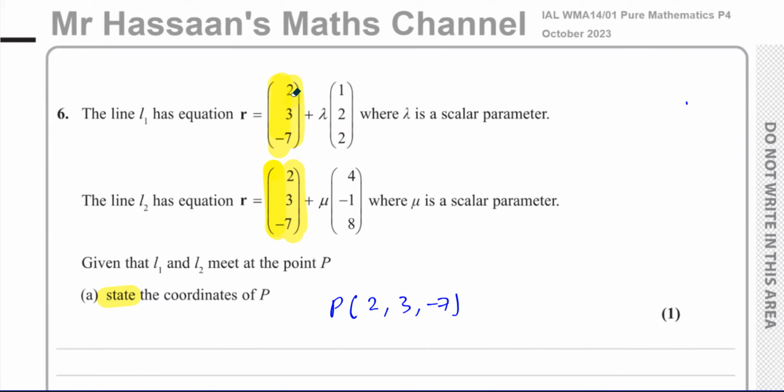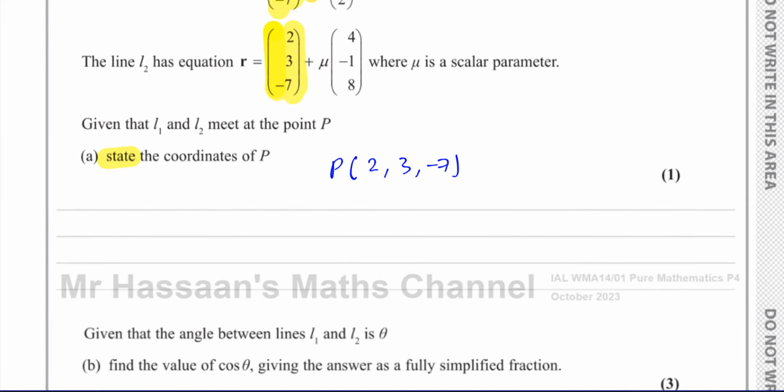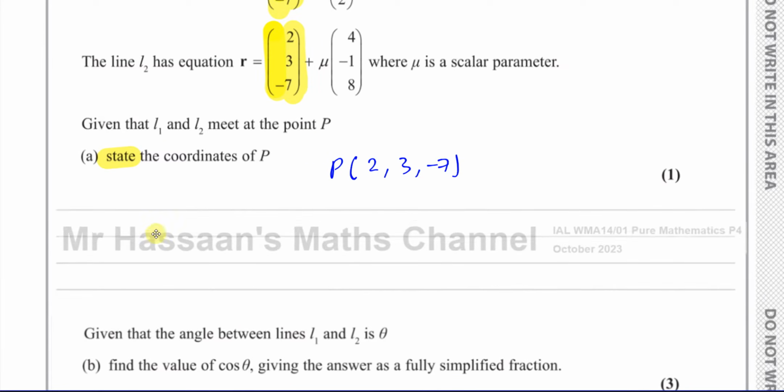We can just put the values down of this point, which is the same, they both have the same position vector, they meet at that point. If the direction vectors were the same, then we can't say they meet at that point. That's not a point, that's a direction. That would tell us that they're parallel, but it won't tell us that they meet at the same point. These being the same means that they meet at that point, because this is a position vector of a point on line L1, and this is a position vector of a point on line L2, so they both pass through the same point. So I hope that you understood that.